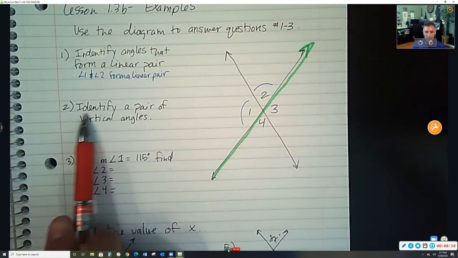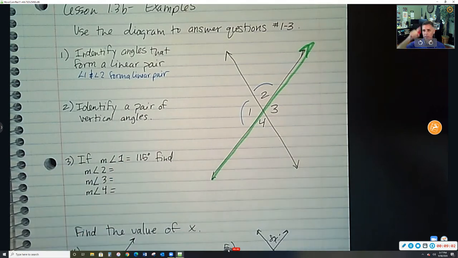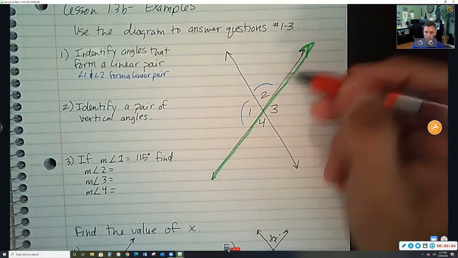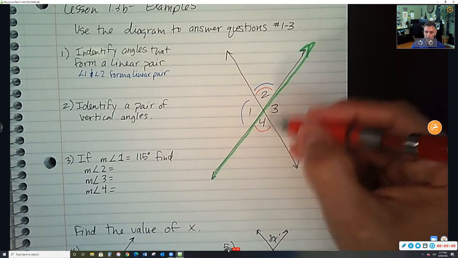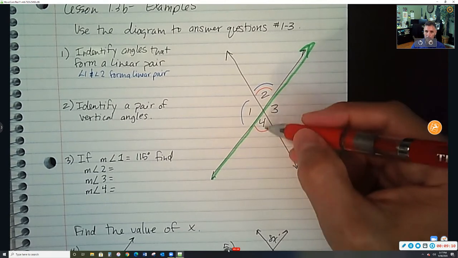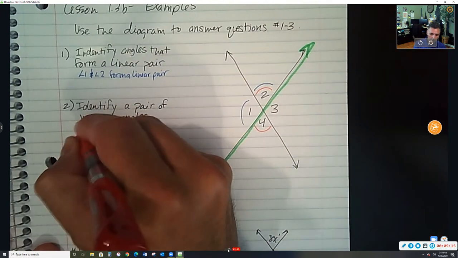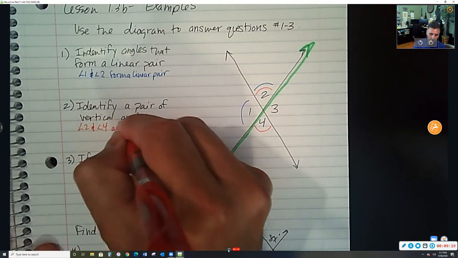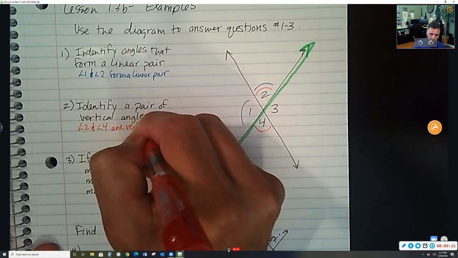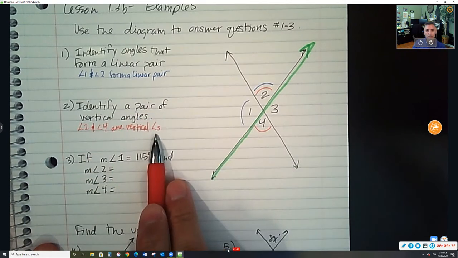So then this one says identify a pair of vertical angles. So remember, vertical, they're across from each other. So angle 2 and angle 4 are across from each other. These are vertical angles. Angle 2 and angle 4 are vertical angles. And instead of writing out angles, I'm just going to use the symbol. Okay.